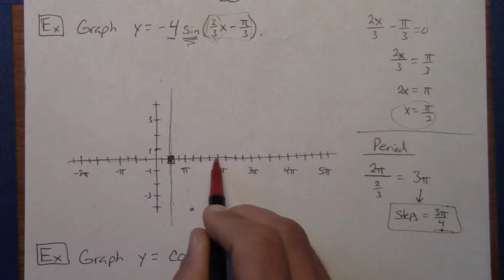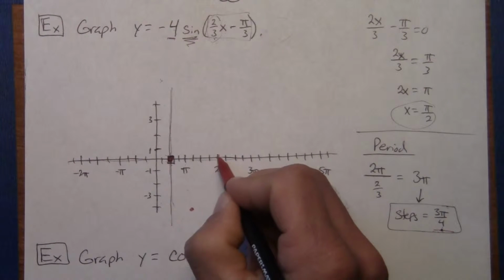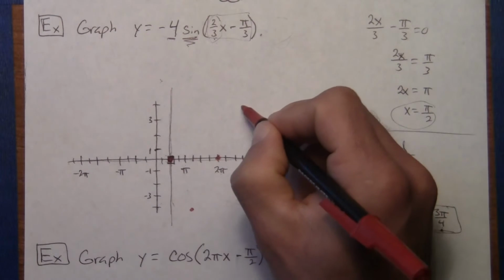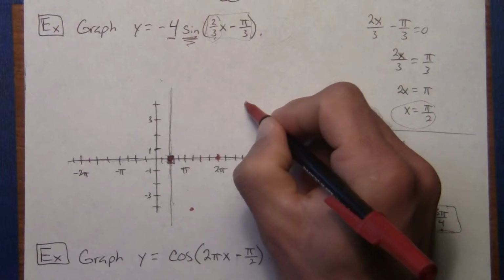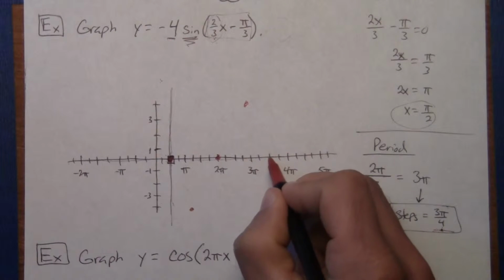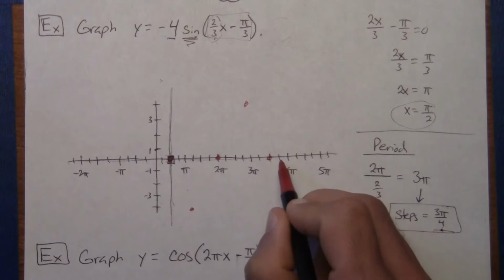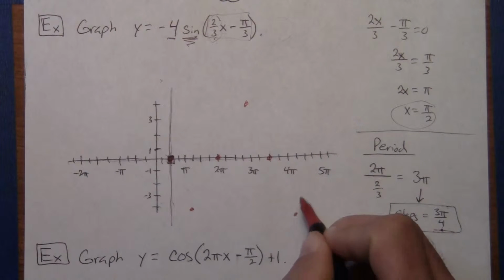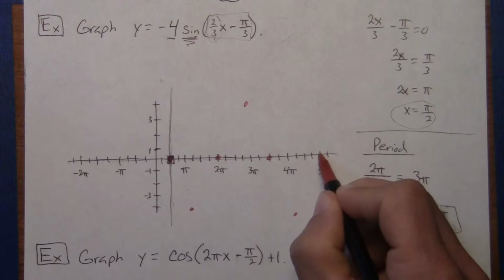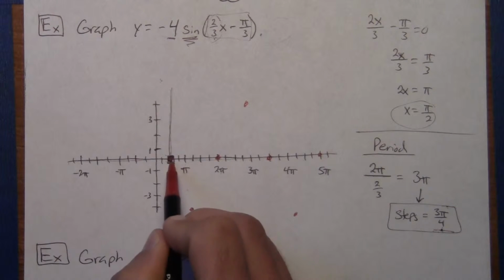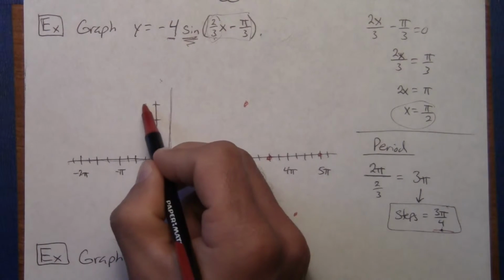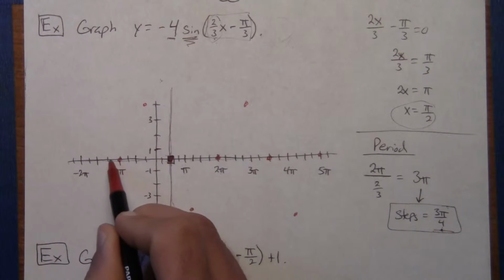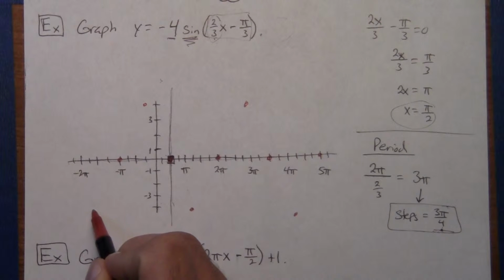Going to move over 1, 2, 3 more tick marks, go back to your x-axis, just follow your pattern. 1, 2, 3 more tick marks, go up to +4. 1, 2, 3 more tick marks, back to your x-axis. 1, 2, 3 more tick marks, down to -4. 1, 2, 3 tick marks, back to the x-axis, and just continue to follow that pattern. If I work backward 1, 2, 3, I should be up here at 4. 2, 3 more, I should be back at the x-axis. 1, 2, 3 more, I should be back down to -4.